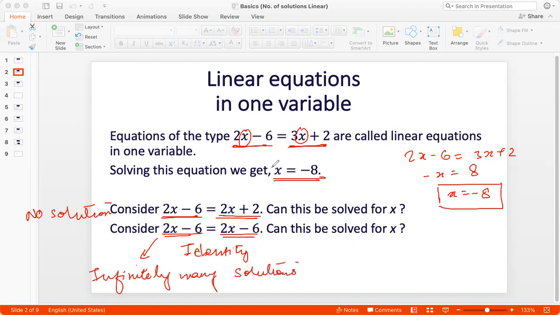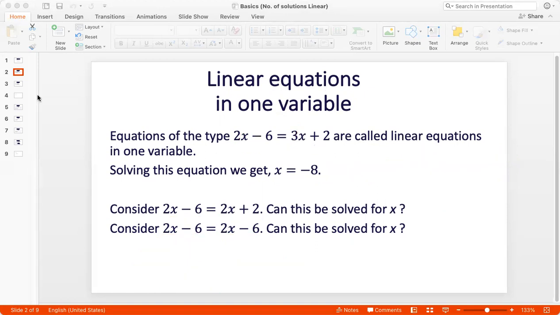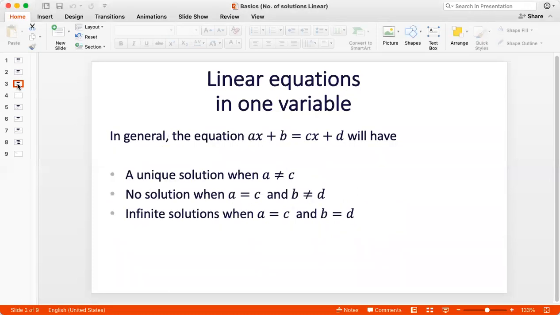So we have seen three cases here. One that gave us a unique solution, the second, no solution, and the third, infinite solutions. So let's try and make a rule out of these three conditions. Let's say I have a general equation of the form ax plus b is equal to cx plus d. This is a linear equation in one variable.